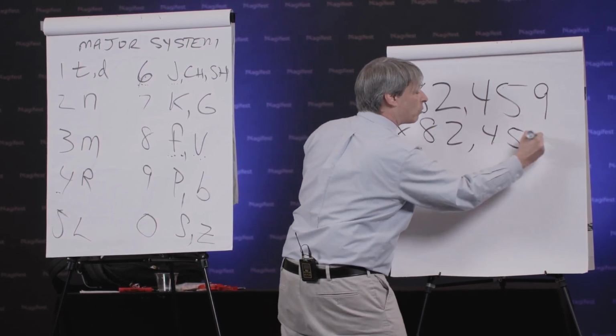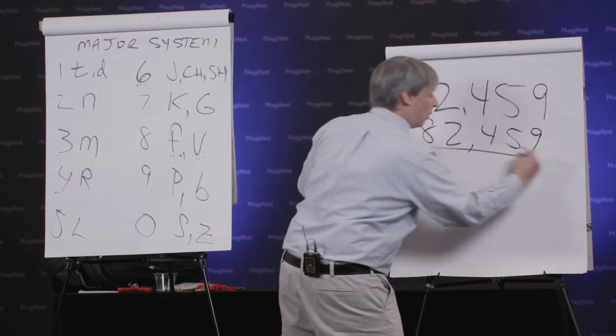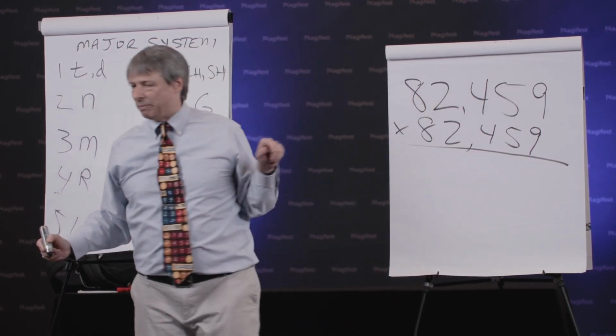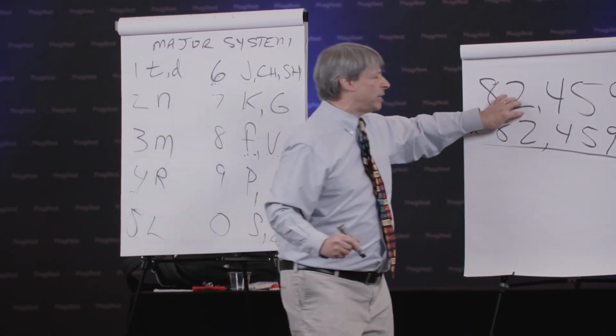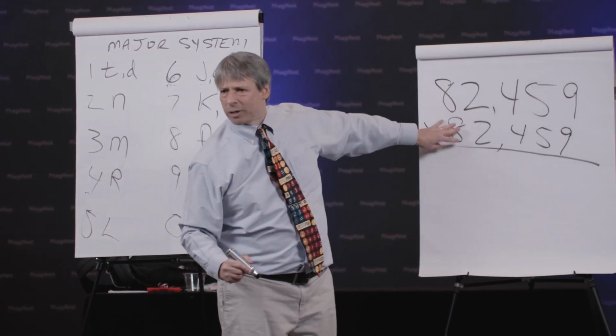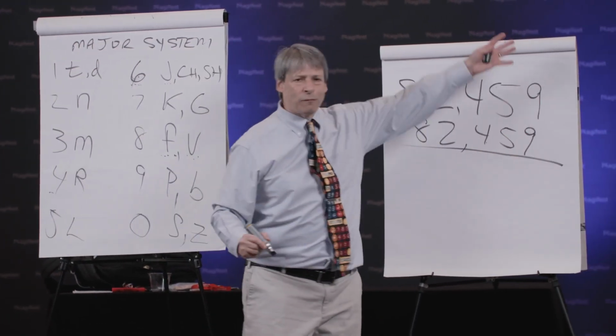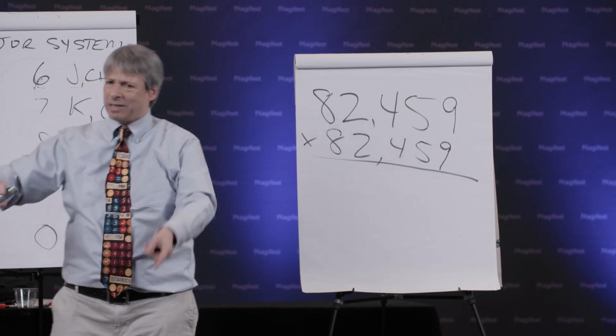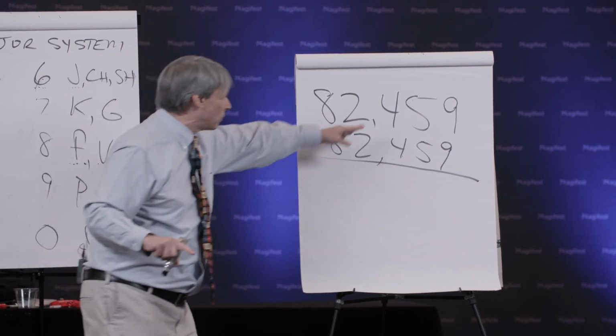82,459 squared. As I'm writing this down, I'm looking at what can I exploit here? I know how I'm going to square 82: 80 times 84 plus 2 squared. I know how I'm going to do 459: 500 times 418 plus 41 squared. But how am I going to do this?